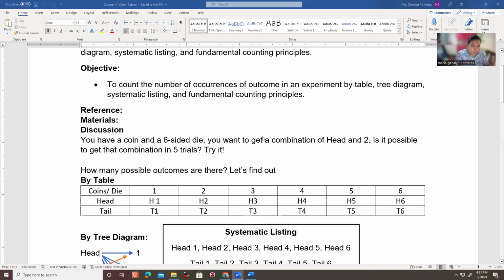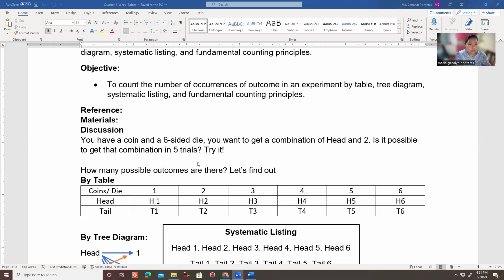Okay. So let's have our first example. You have a coin and a six-sided die, or six-faced die rather. You want to get a combination of head and two. Is it possible to get the combination in 5 trials? Then try it. So first, let us determine what are the possible outcomes of a coin and a six-sided die.